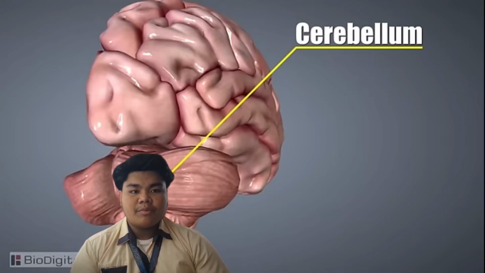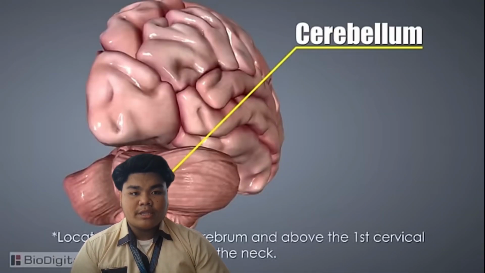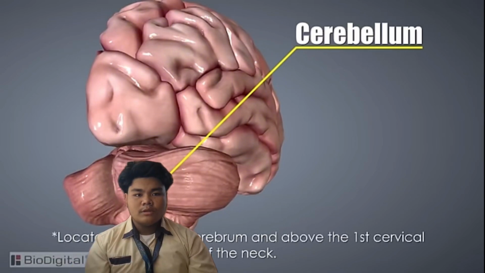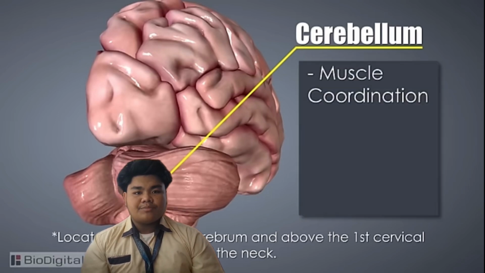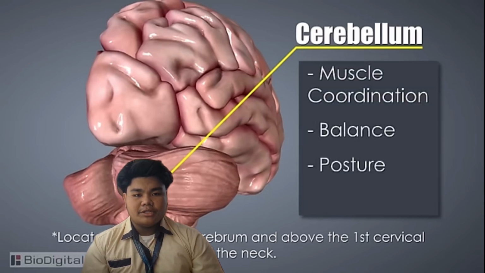Another section of the brain is the cerebellum. It is located below the cerebrum and above the first cervical of the brain. The cerebellum is responsible for muscle coordination, balance, posture, and muscle tone.